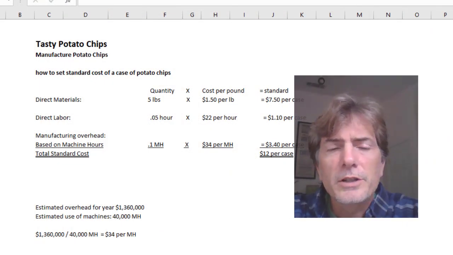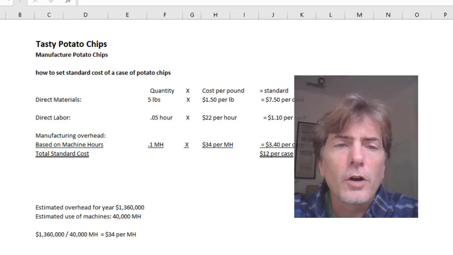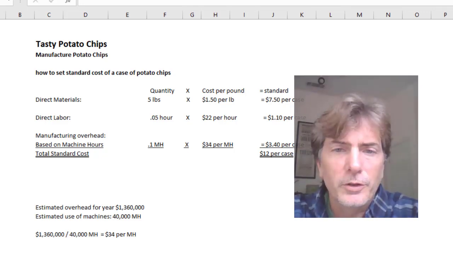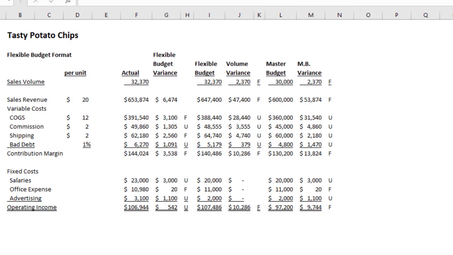In a previous lecture, we discussed the use of standards to help management make decisions. We saw how we came up with a standard amount for the cost to manufacture a case of potato chips. We came up with $12 per case. Managers are able to use that to plan.